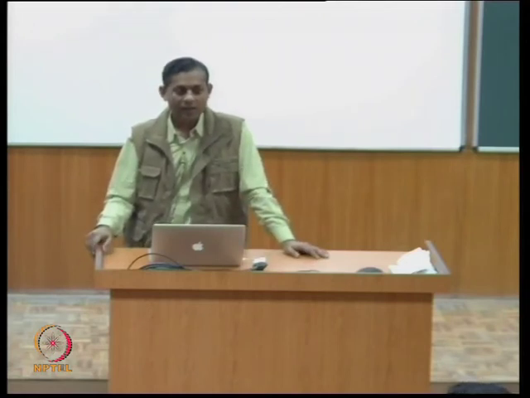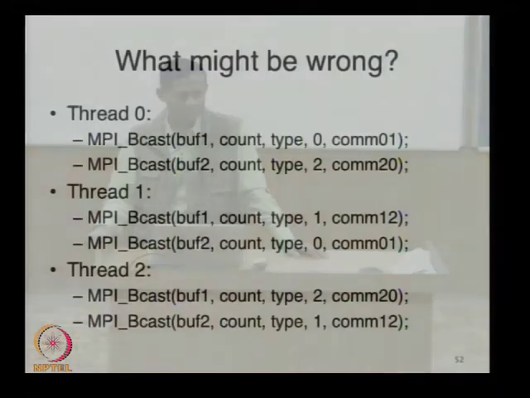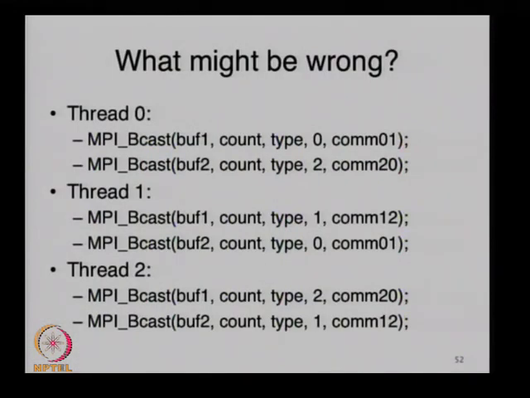So let's see what's going to happen here. We are going to broadcast at two places, in two groups, in each of the threads. Thread 0 says broadcast on COM01, which is the first. The first broadcast of thread 0 is going to have to be matched with another broadcast with the same root in the same communicator, right? So that is going to get matched with this one.